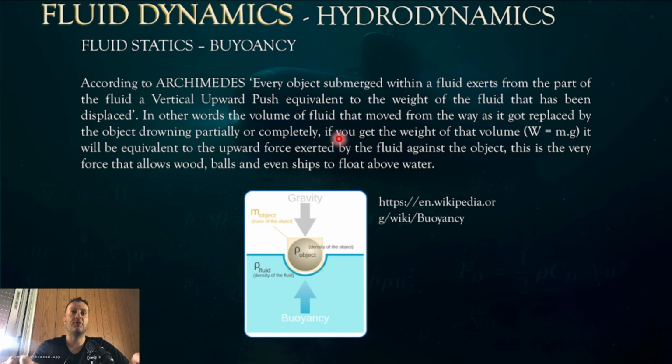So the volume of that fluid that moved out of the way as it got replaced by the object sinking partially or completely, if you get the weight of that volume, which is W equals mg, it will be equivalent to the upward force exerted by the fluid against the object. This is the very force that allows wood, boats, and even ships to float above water.